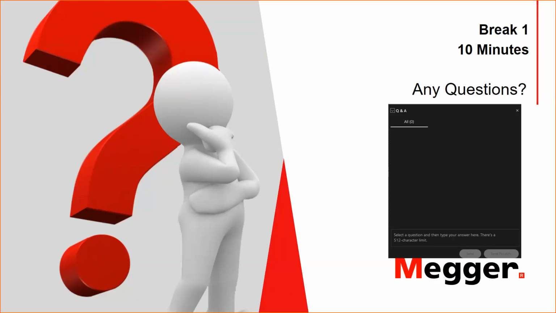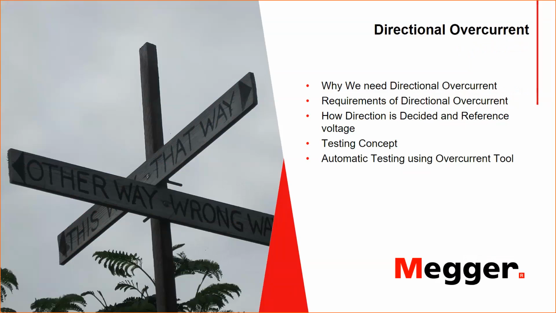The next session we'll talk about directional overcurrent. Basically, why we need directional overcurrent, what requirement we need in our protection system configuration to be able to apply it, and how the direction is actually decided. The concept of reference voltage, how it's selected, and how we can test it. Directional overcurrent is similar to normal overcurrent, with the only addition being a directional element. We'll see how the directional element works and how we can test it.